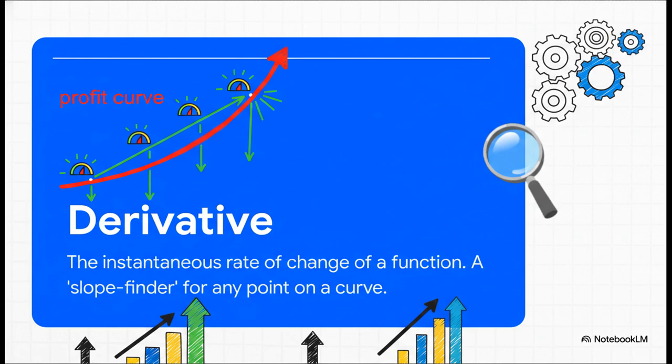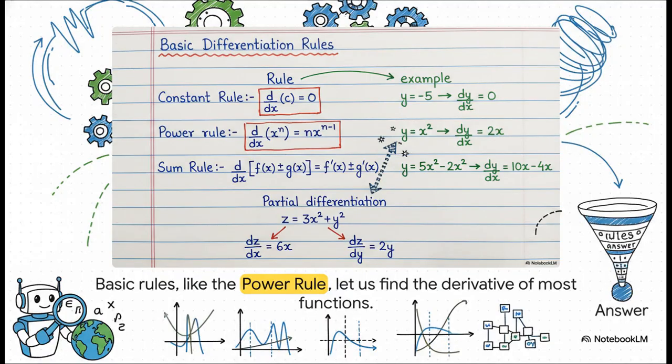So if you imagine your company's profit as this big curve on a graph, the derivative tells you the exact slope, the exact rate of change, at any single point along that curve. It's like a speedometer for your profit. And finding this slope isn't some kind of magic trick. It just follows a clear set of rules. For example, what you see here is the power rule. It's a simple little shortcut that tells us exactly what to do with exponents. It's one of a few basic rules that let us find the derivative for most functions almost instantly.